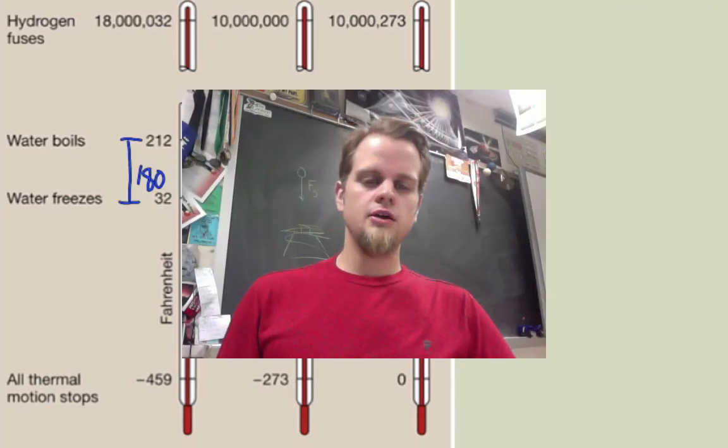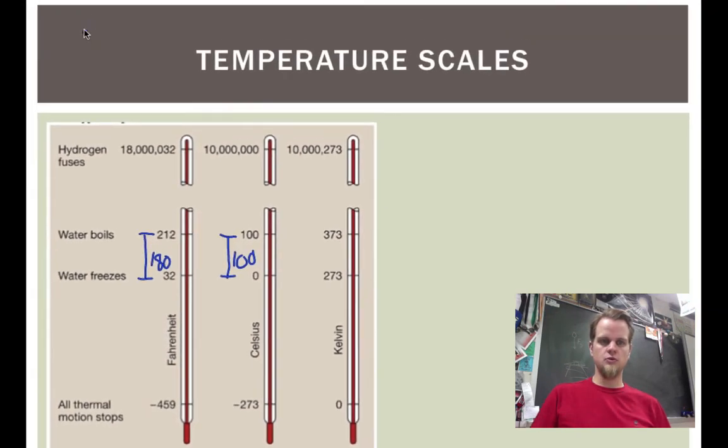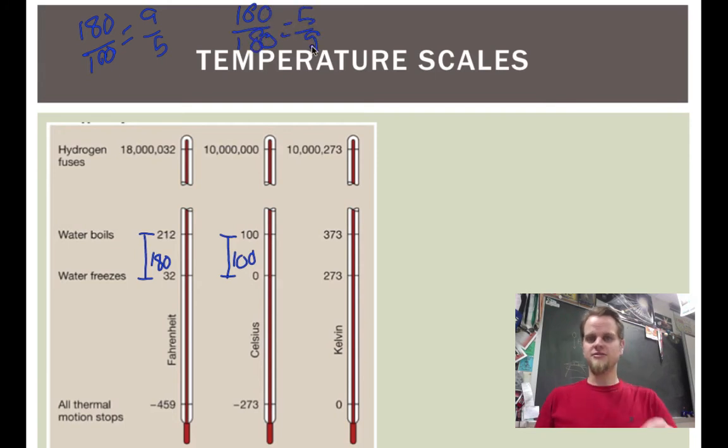I'm back. Now, they're different scales. What that means is that there's 180 between boiling and freezing here. There's 100 between these two. But physically, they're the same temperatures and the same difference. And it just so happens that if you take 180 and divide it by 100, you get 9/5. And likewise, if you do 100 divided by 180, you get 5/9. That's going to be important in the next little bit.